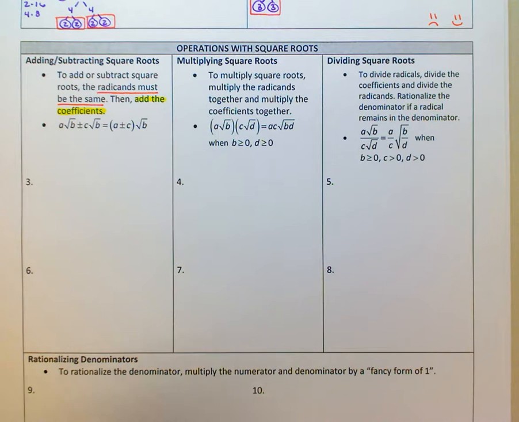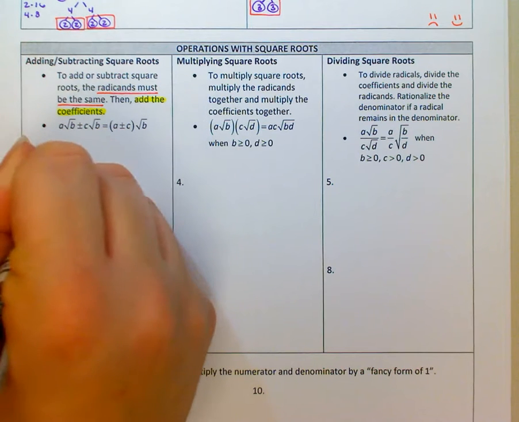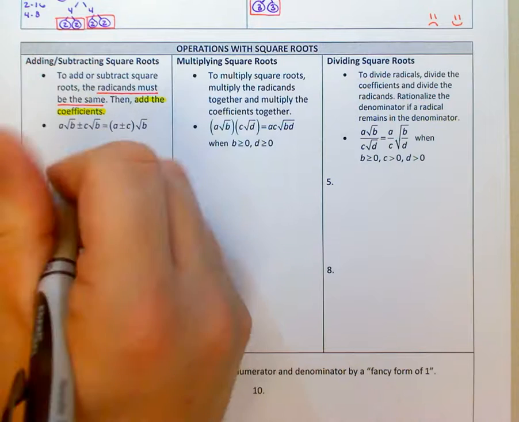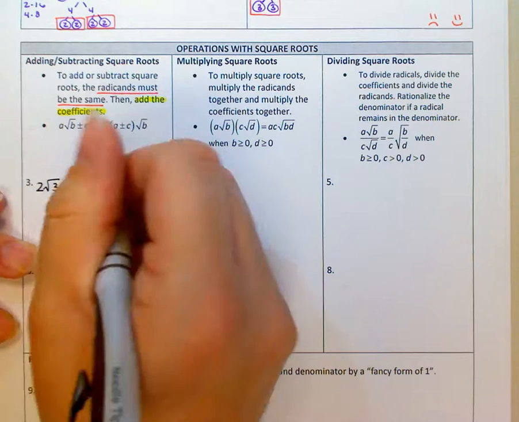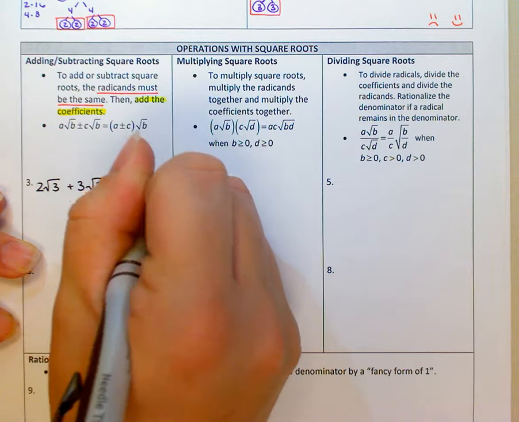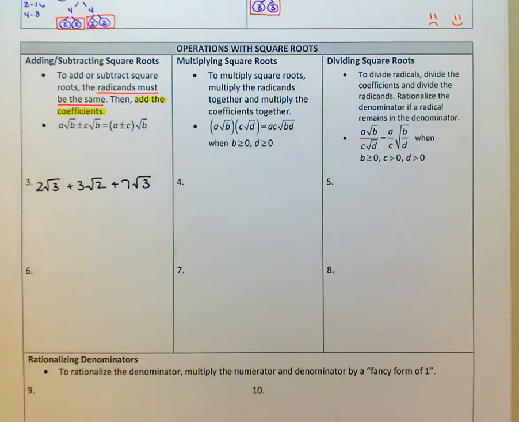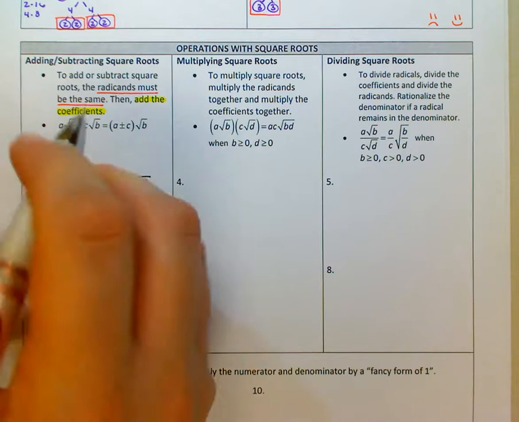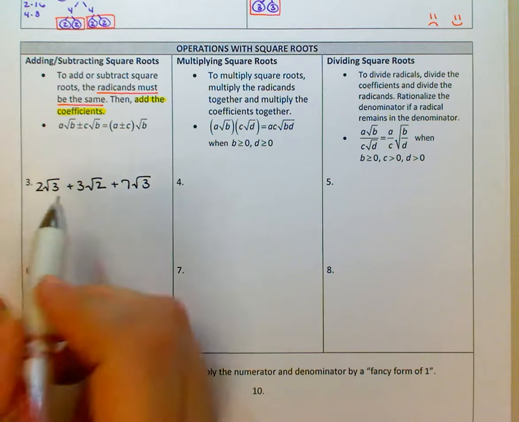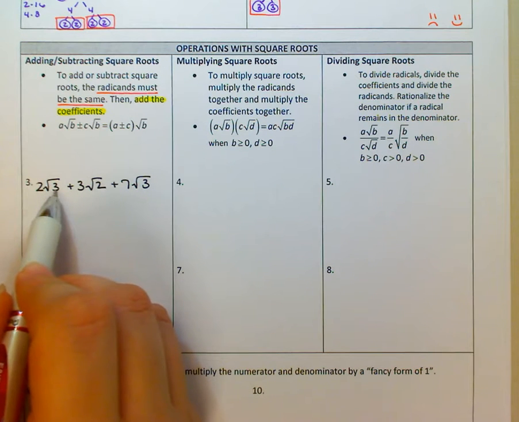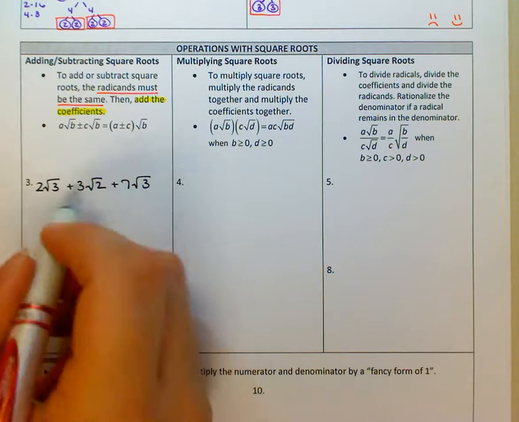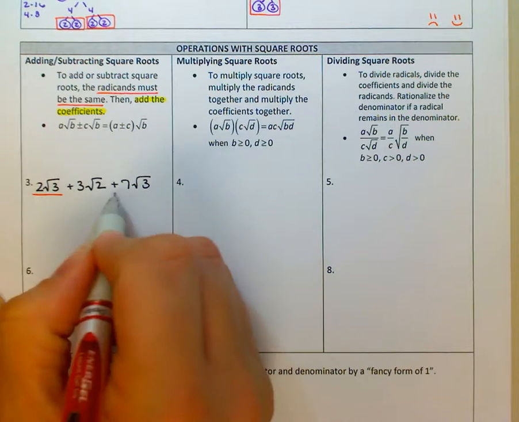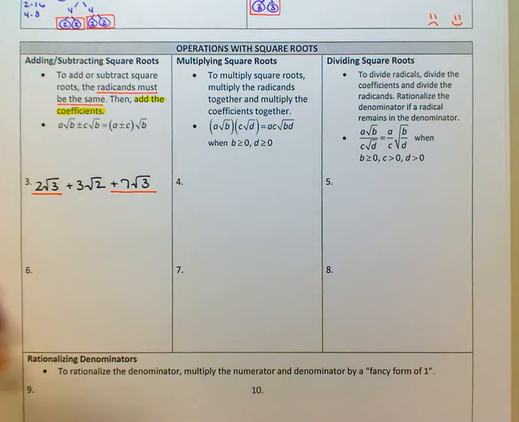So for example, looking at number 3, if I have 2 square root of 3 plus 3 square root of 2 plus 7 square root of 3. I need to know which of these are the exact same. So the ones that are the exact same are the ones that have the exact same radicand. So that means I need to look for a 3 and it has the exact same index. So that means it's a square root. Now these are all square roots, so that checks out. So we should see that 2 square root of 3 and 7 square root of 3 are the same.